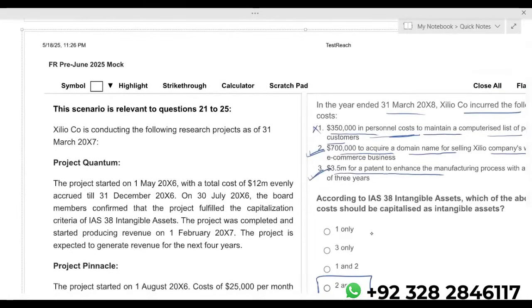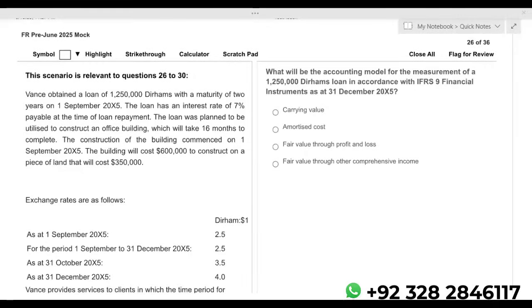Let me share the last question of the section. Okay, dear students, let's quickly discuss the last question of section B, FR June 25 pre-seed mock. What will be the accounting model for the measurement of the 1.25 million dirham loan in accordance with IFRS 9? If you're going towards a loan, for example, I have taken the loan. So what is going to happen? Over the period of time on specific dates, I'll be paying the interest, and at maturity, I'll be paying the principal. So obviously, the most logical classification is amortized cost.